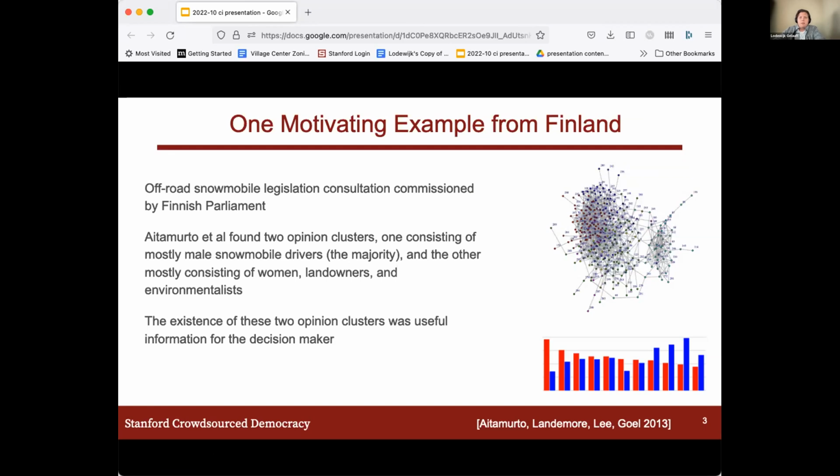For off-road traffic. In their analysis, they identified two clusters, one minority and one majority cluster. In the complex opinion space, it was really along demographic lines, but these demographic lines were not necessarily foreseen. So we see this majority cluster, which is mostly male snowmobile drivers, and this minority cluster, which is a coalition of different groups. And this cluster representation turned out to be quite useful information for the decision makers.